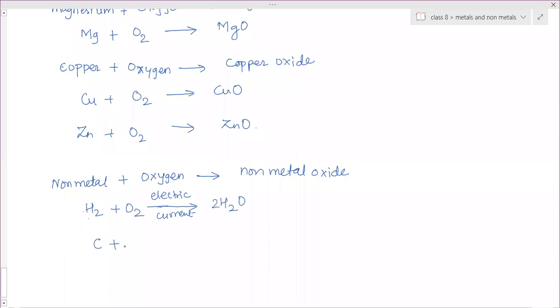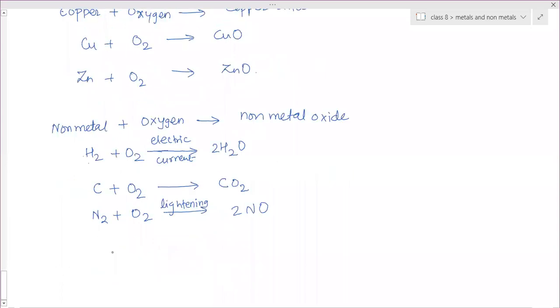Then carbon burns in air, forms carbon dioxide. Nitrogen combines with oxygen at the time of lightning. The atmospheric nitrogen combines with oxygen at the time of lightning to form nitric oxide. Sulfur combines with oxygen, forms sulfur dioxide. Okay, so these are the compounds formed when any metal or a non-metal combines with oxygen.